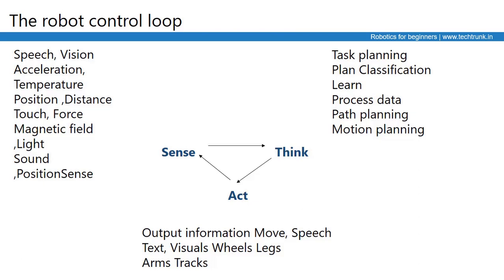In acting, it outputs information: it moves forward, backward, left or right, or stops, speeds up, speeds down. It might produce speech, or generate some text, or use wheels and legs. It might have arms for picking and placing, so it does that part as well. So this is the complete loop, and from that it again senses using internal sensors. Again the process begins, checking whether the task was performed properly or not. The thinking process starts again, and that converts to a more accurate action process.